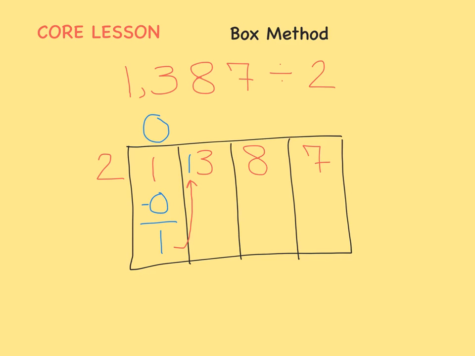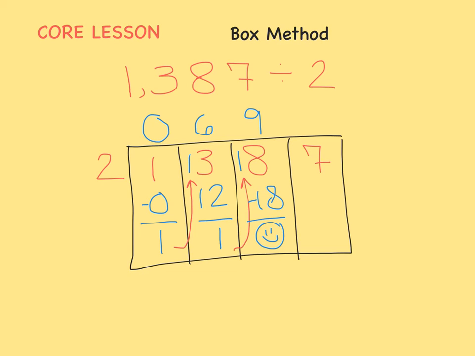Now, how many groups of 2 go into 13? 6 groups of 2 go into 13. 6 times 2 equals 12. When I subtract that, man, I'm left with a 1 again. I carry this 1 up to the next column. How many groups of 2 go into 18? Well, that's 9 groups of 2. 9 times 2 equals 18. This time when I subtract, I get my happy 0, so I don't have to carry anything up to my next column.